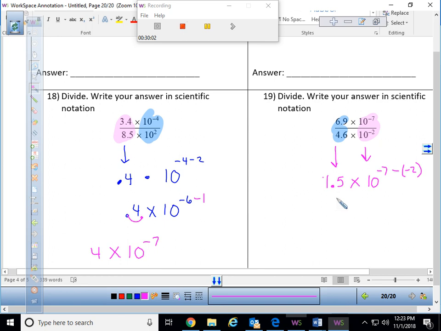All right, let's clean that up. So now I have 1.5 times 10. Well, what's negative 7 minus negative 2? Whenever you have a minus right next to a negative, we can add that. Copy, add the opposite, sometimes teachers say. So now this is negative 7 plus 2, which is negative 5. Now, let's look at this. Is this in scientific notation? Well, yeah, it is, because 1.5 is between 1 and 10. So we're good to go. This is the final answer right here.